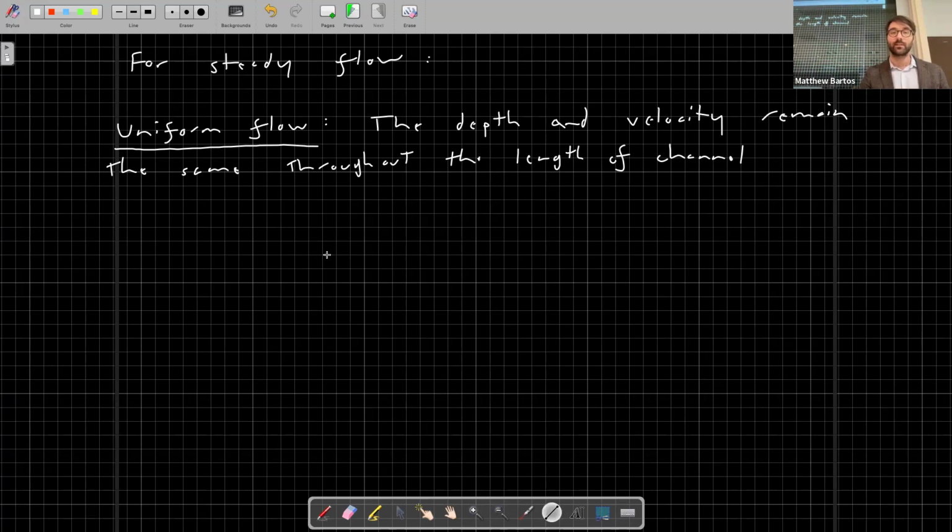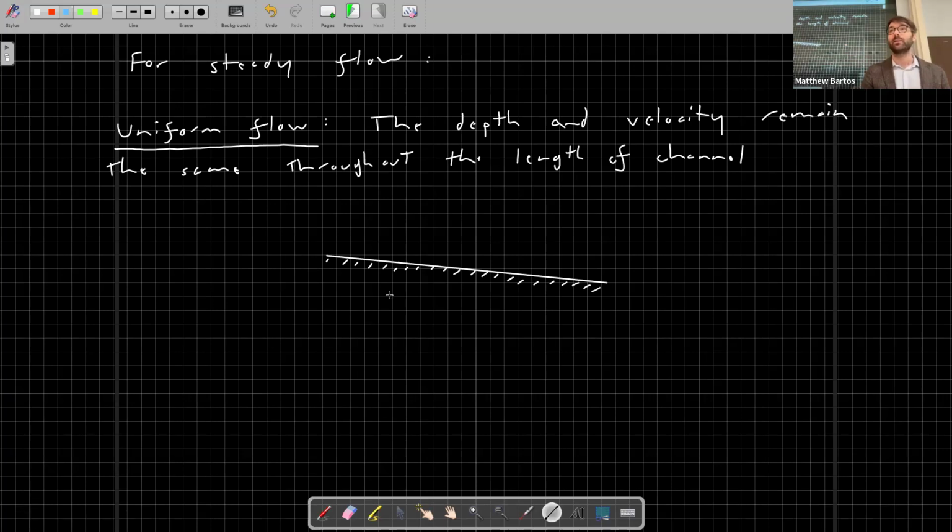So let's see what that looks like visually. So we have some open channel. We have that the depth and velocity are the same throughout the entire length of the channel.